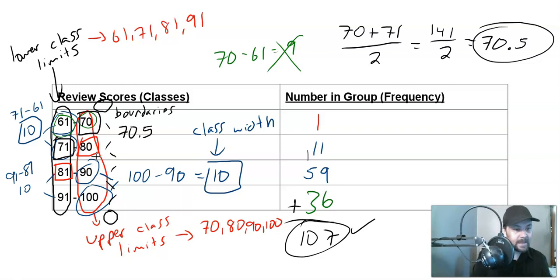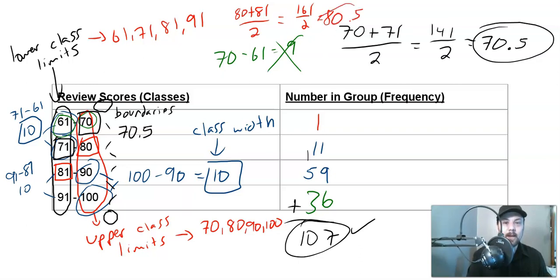Again, you can, by inspection, see that it will be 80.5. You could also calculate it this way, right? If we take 80 plus 81 and divide it by 2, we get 161 divided by 2, which is, again, 80.5. Excuse me, let me rewrite that. But there's an easier way, and this is where the class width comes in.